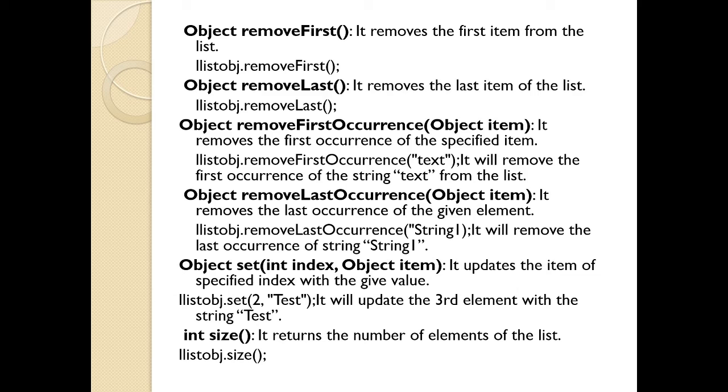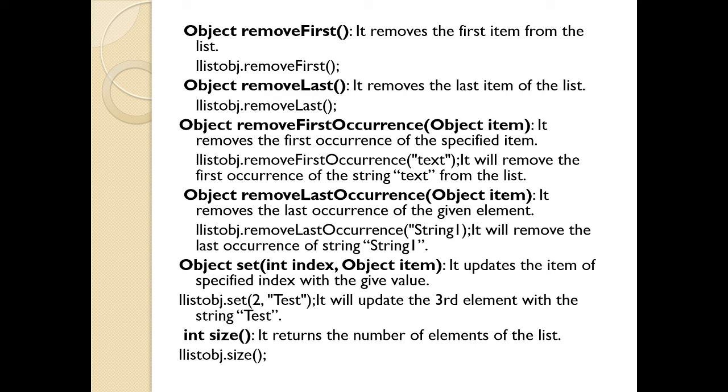Now, we have seen that in a linked list I can have n number of occurrences, or I can have duplicate values which I can store in my linked list. So if I want to remove the occurrences in that particular list, then I have two methods called removeFirstOccurrence and removeLastOccurrence.